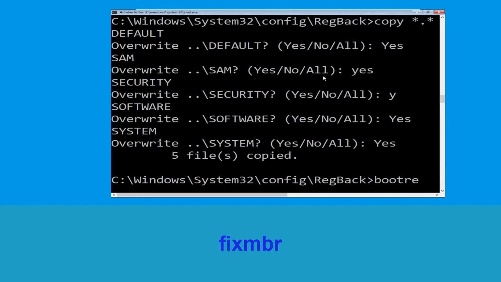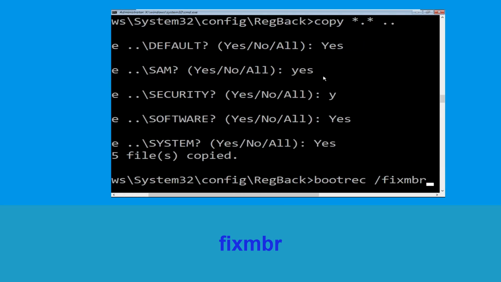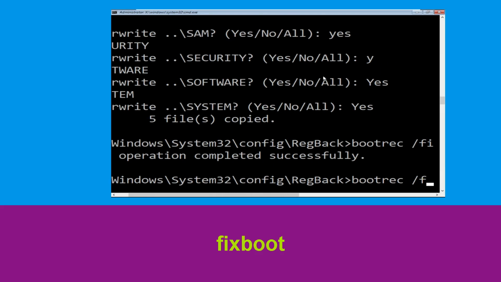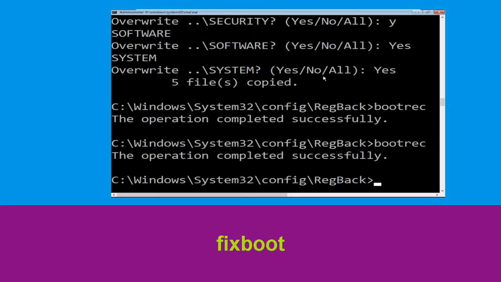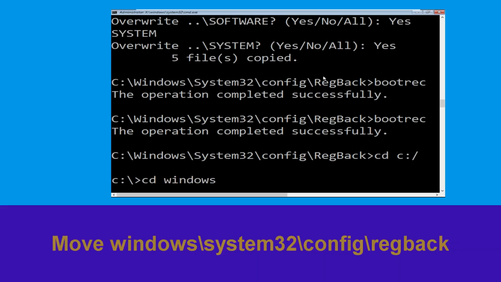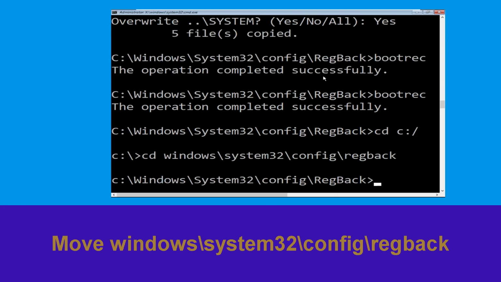Now type bootrec /fixmbr and hit enter to execute the command. Now type in bootrec /fixboot and simply hit enter to execute the command. Now execute this command cd c:\. Now execute this command. Type cd windows\system32\config\regback, then simply hit enter to execute this command.